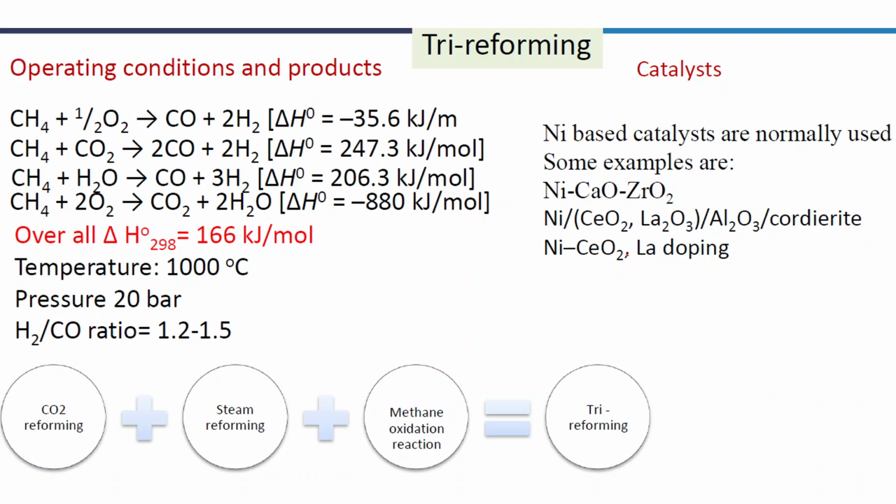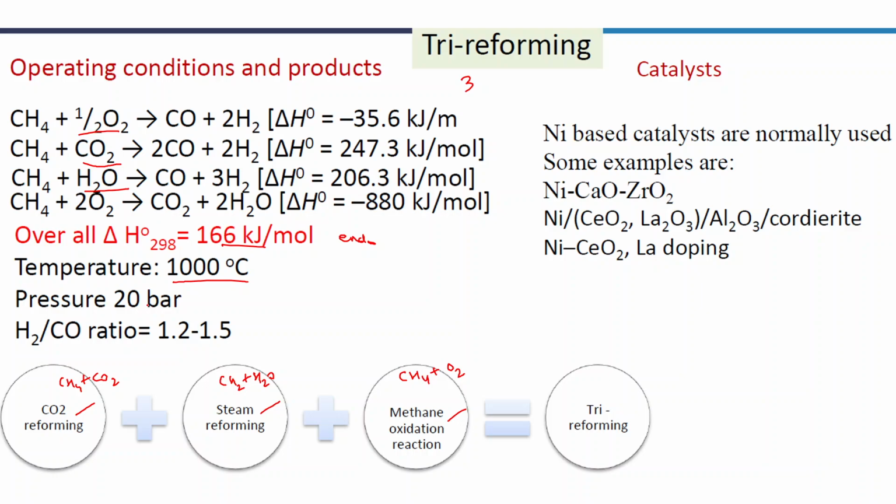The third one is tri-reforming. The name tells that three reforming reactions take place, as shown here: CO2 reforming reaction, then steam methane reforming reaction, and methane oxidation. So it is basically methane plus CO2, then methane plus H2O, then methane plus oxygen, as shown here. This is the methane oxidation reaction, methane CO2 reforming reaction, then steam reforming. And it is overall an endothermic reaction, as it is shown here.